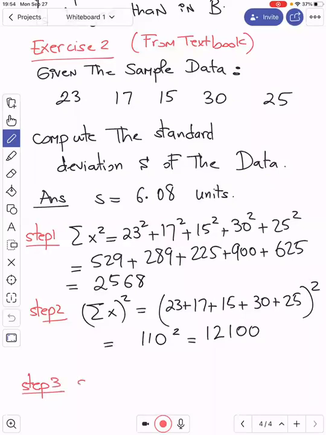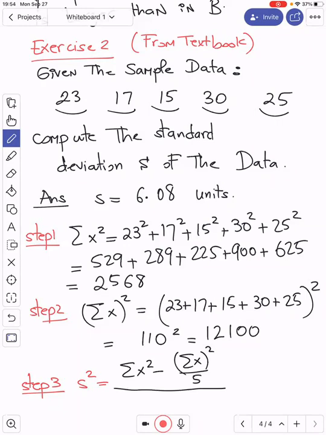Now, step number 3, I can compute my variance first. So my S squared will be the sum of the x squared minus the square of the sum divided by n, the size of the sample. We have 5 data values, so you're going to divide this by 5, and then the whole thing divided by n minus 1. That's 5 minus 1, which is 4.